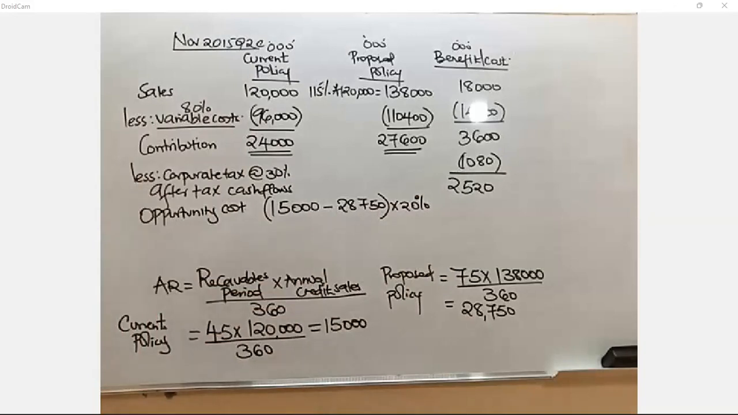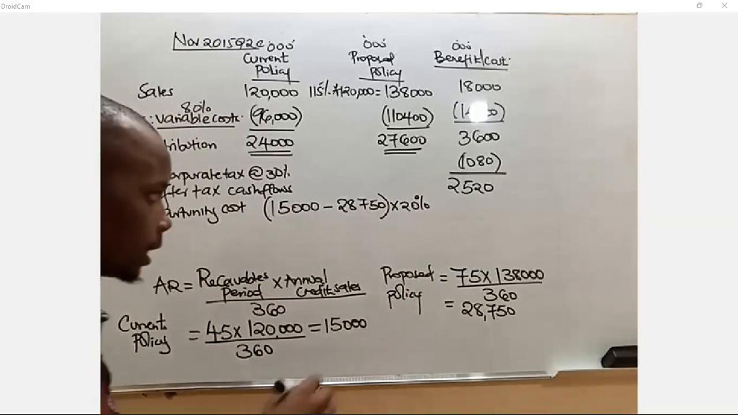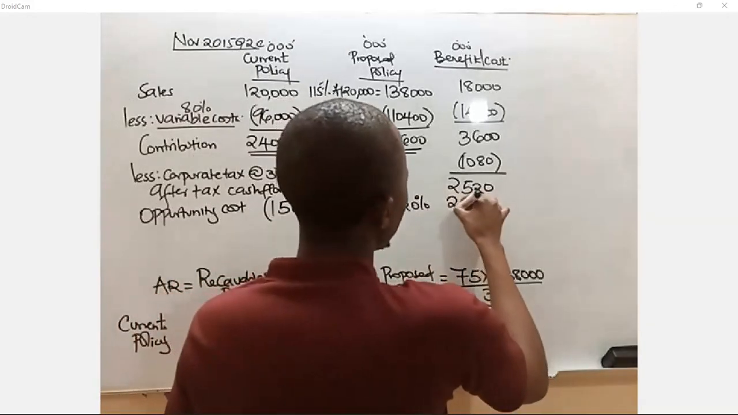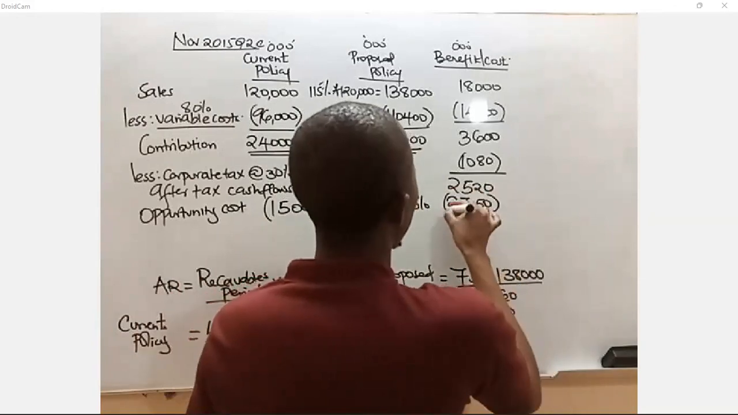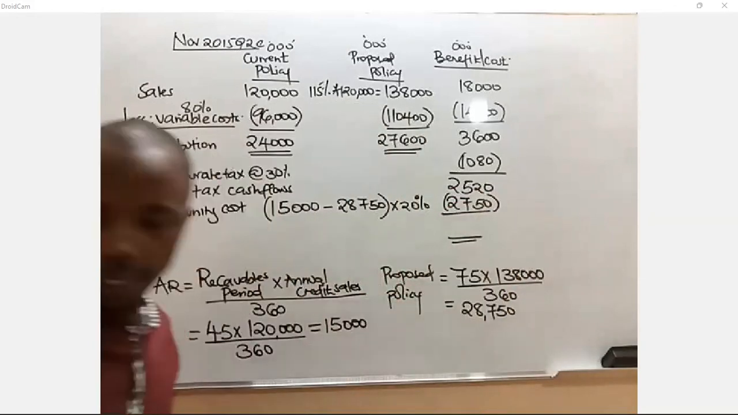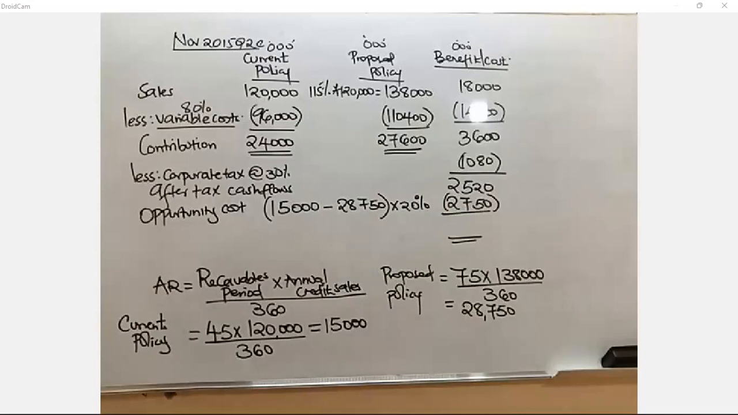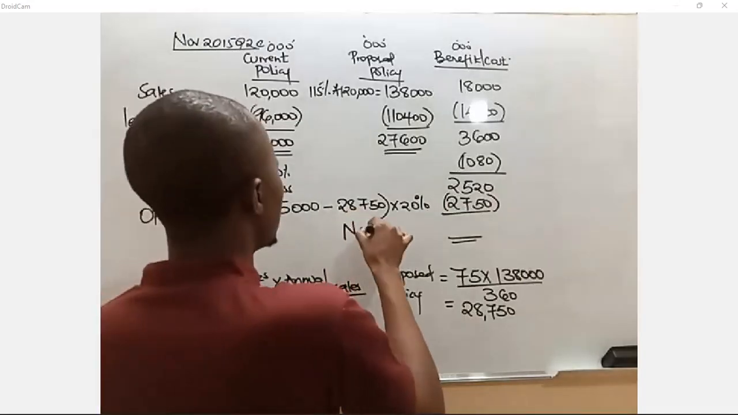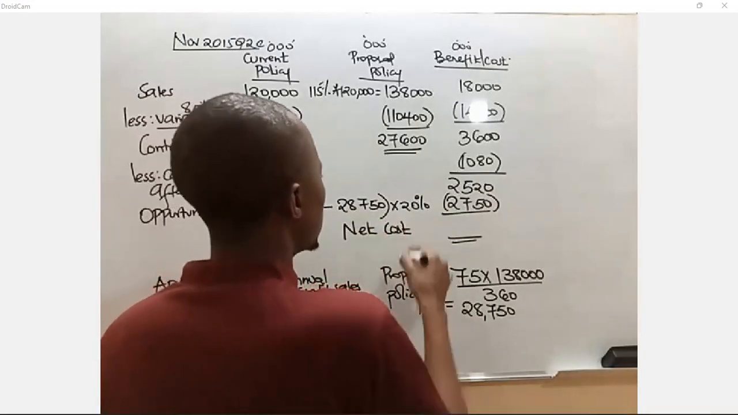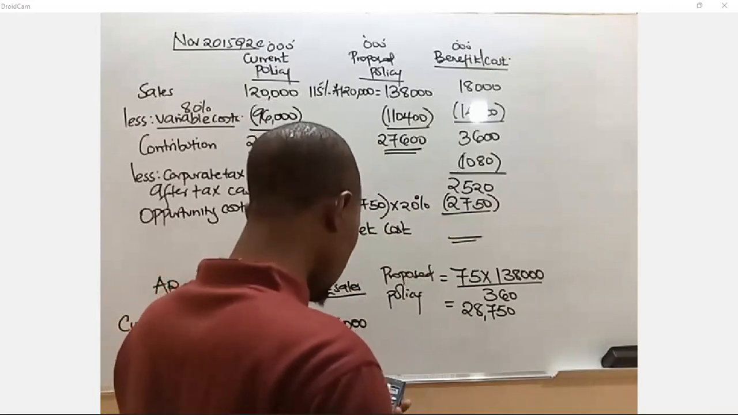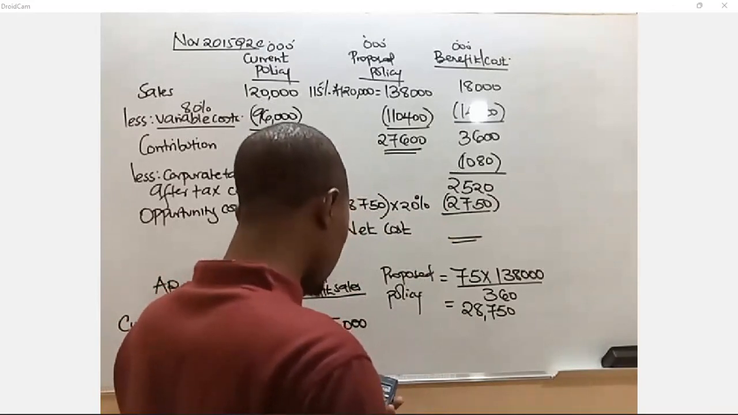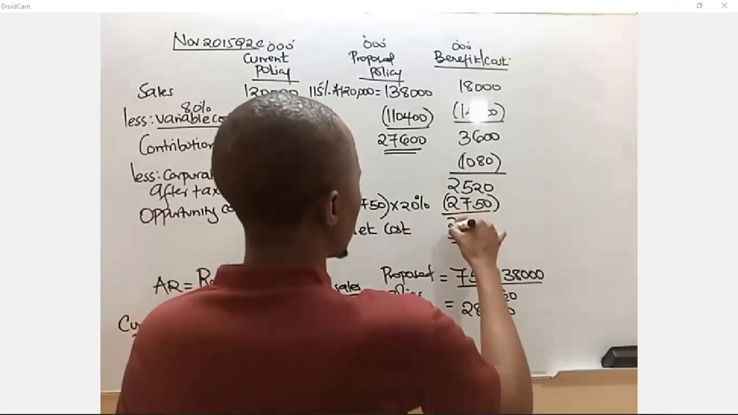So this is very simple. I just say 15,000 minus 28,750 times 0.2. I'm getting negative 2,750. Right? What is our answer there? The net cost of ours is how much? What we are getting is the net benefit: 2,520 minus 2,750. You are getting negative 230.